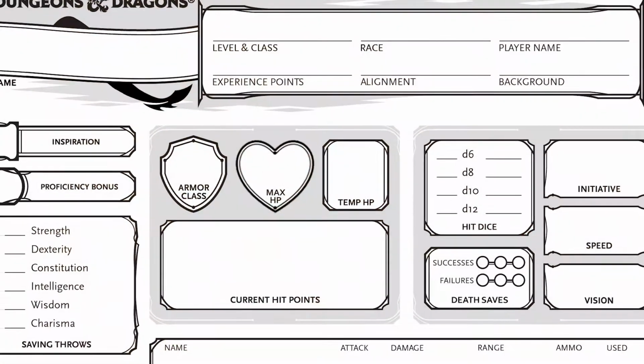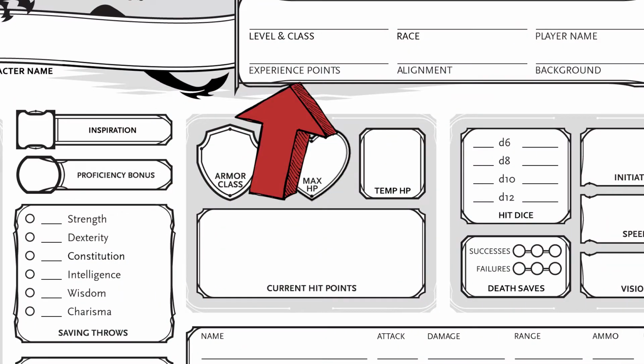Next we have experience points. Now this ties back into the leveling up system in D&D. Experience points work differently across different tabletop RPGs, and I'm not going to go into the details right now. The Player's Handbook covers this very well, and if you want to get more into the rules, I would highly, highly recommend getting a copy of the Player's Handbook.